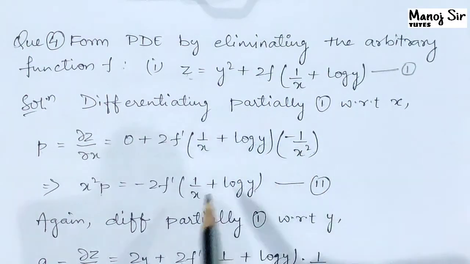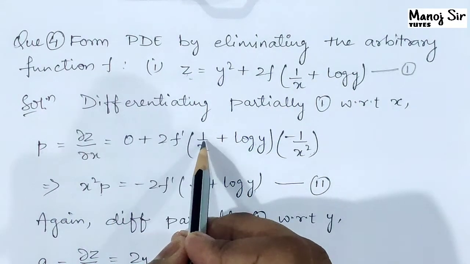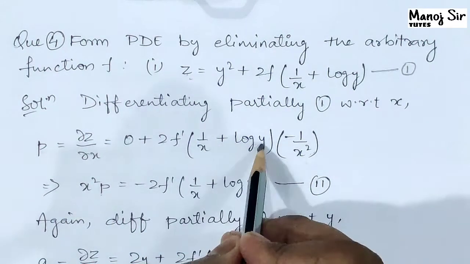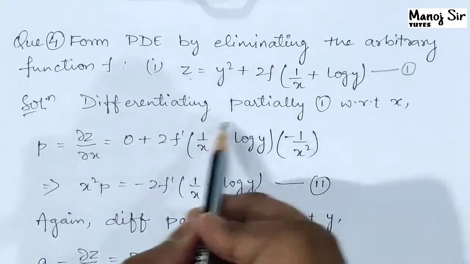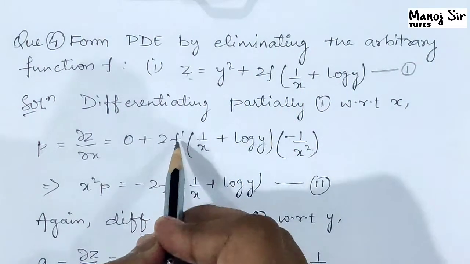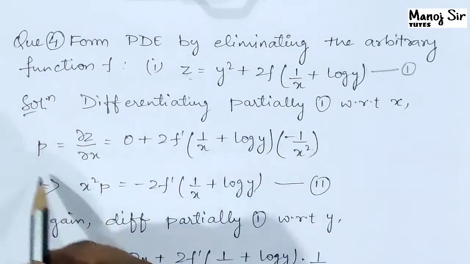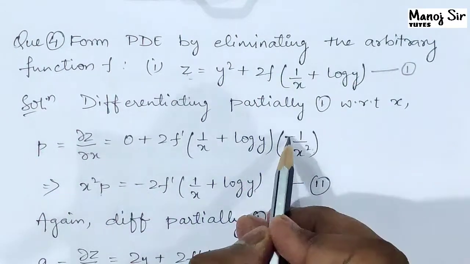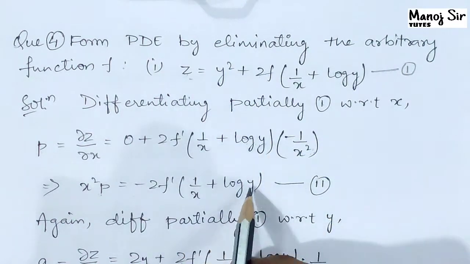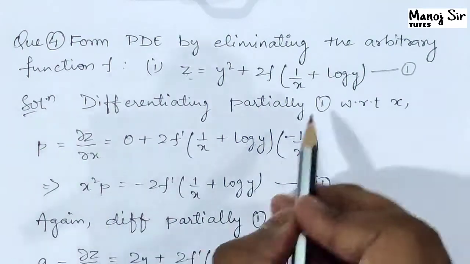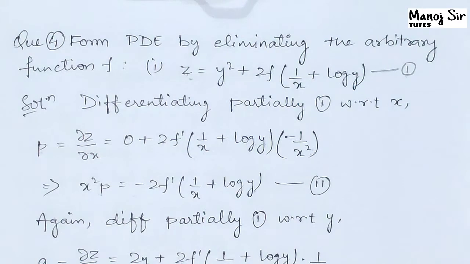Very easy. Now if you see, p equals twice of f dash of 1 upon x plus log y into minus of 1 upon x square. So we can take this x square here, because here we have only one term, that is f dash of this, this into this. So taking this x square here, that is x square into p equals minus of twice of f dash of 1 upon x plus log y. Since this is equation 1, we are considering this as equation number 2.